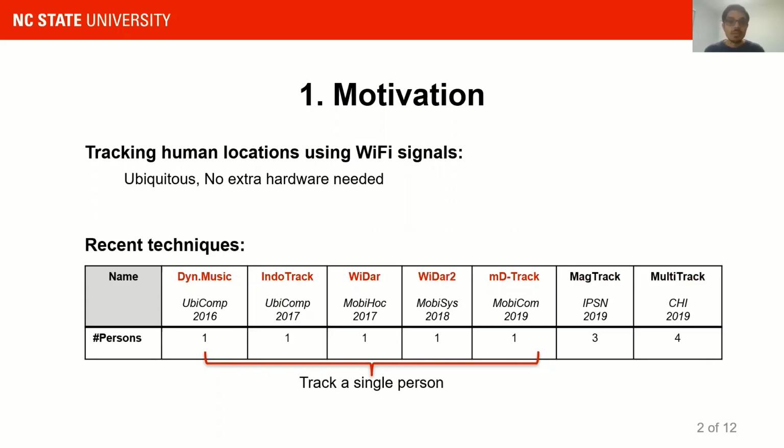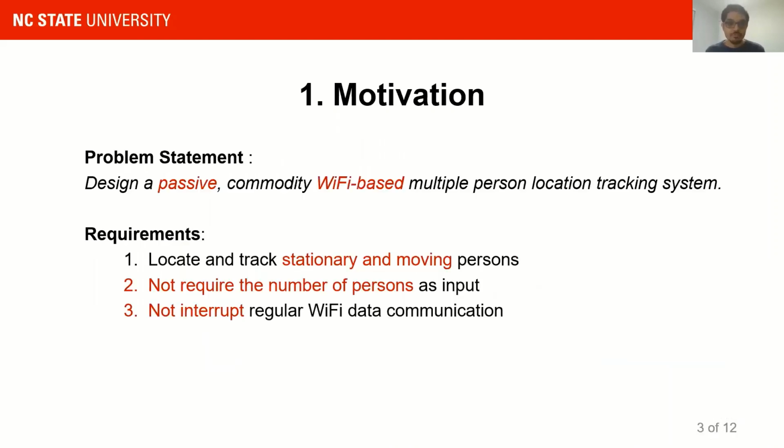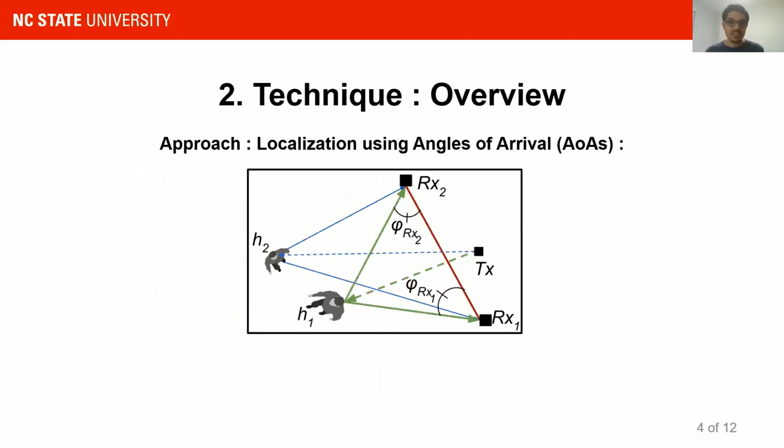And among those that can actually track a few persons, they still need to know the number of persons, or track only moving people, or can interrupt regular Wi-Fi communication. So due to these limitations, our motive is to design a passive commodity Wi-Fi based multiple person location tracking system that does not have any of the aforementioned limitations.